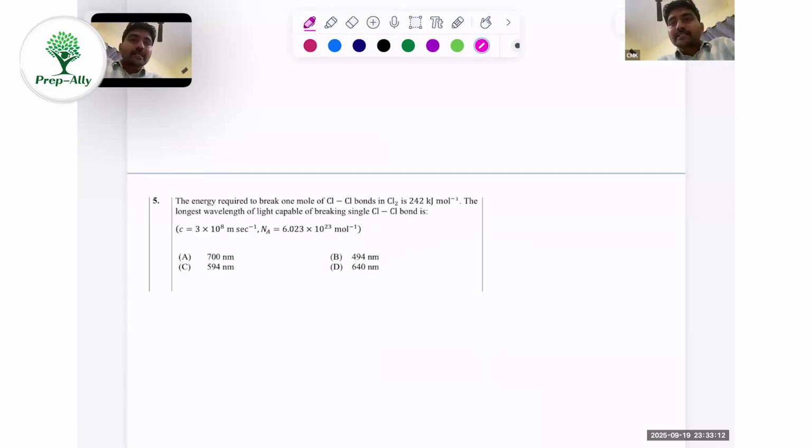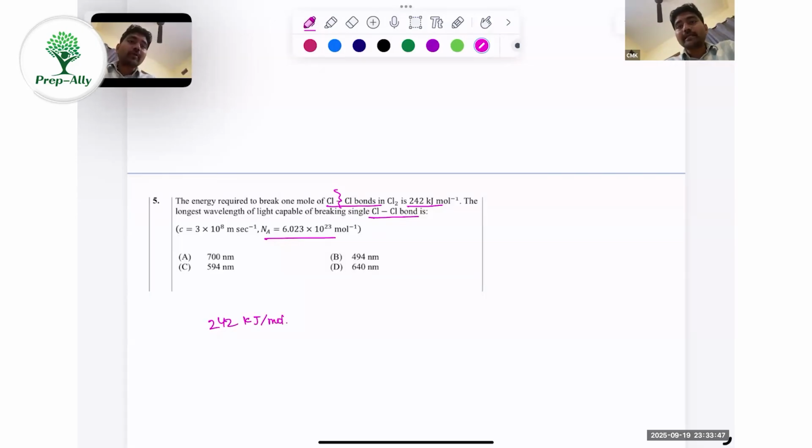The energy to break 1 mole of chlorine-chlorine bond in Cl2 is 242 kilojoules per mole. The longest wavelength of light capable of breaking the Cl-Cl bond is. So light velocity has been given and Avogadro number has been given, and they are asking you to find the energy required to break 1 mole of chlorine-chlorine bonds. That is already given: 242 kilojoules per 1 mole is the required energy. The longest wavelength of light, and we need to find the lambda value.